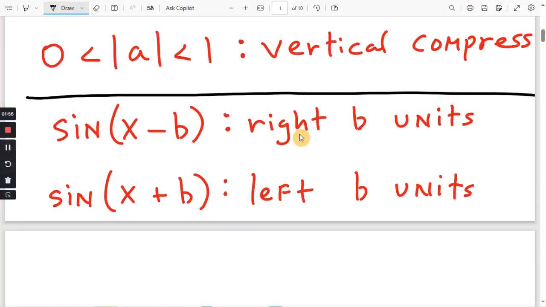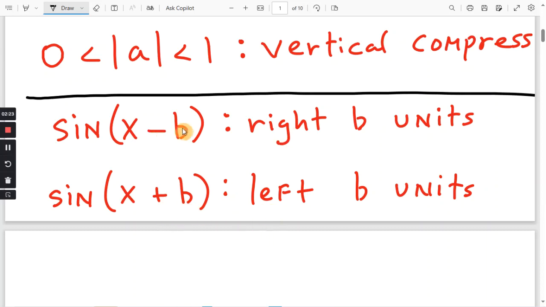And finally, shifting left or right, remember it is the opposite. Okay, so if you do minus b, if you subtract b from x, that moves it to the right b units. Okay, and if you add b to x, that moves it left b units. So remember, for left, right, it's opposite. When you go negative, when you subtract from x, it goes right. When you add to x, it goes left.